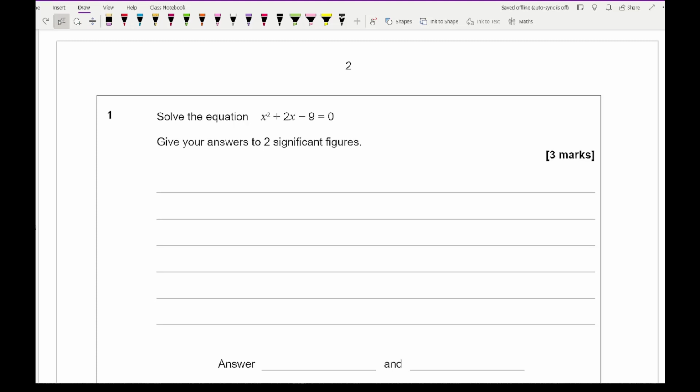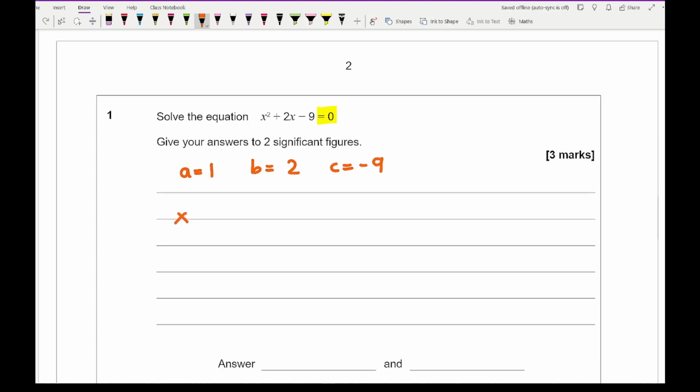So looking at question 1, it says solve the equation x squared plus 2x minus 9 equals 0. Give your answer to 2 sig fig. Now again, first always check to make sure it's equal to 0, which it is. So then I can go straight into substituting what my a, b, c values are. So a is going to be 1, b is positive 2, and c is negative 9.